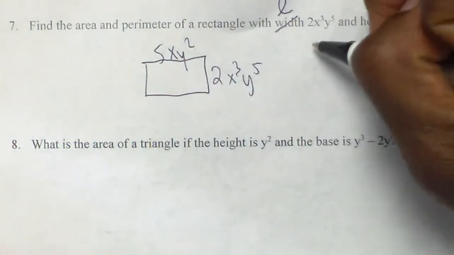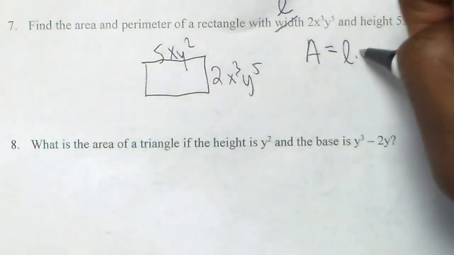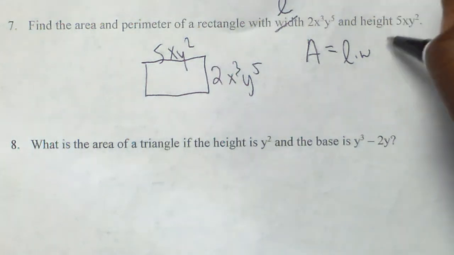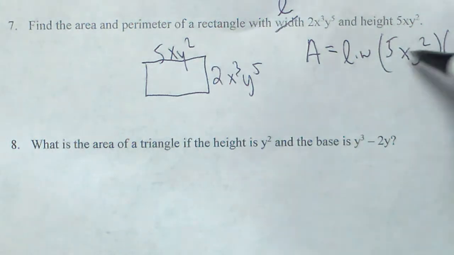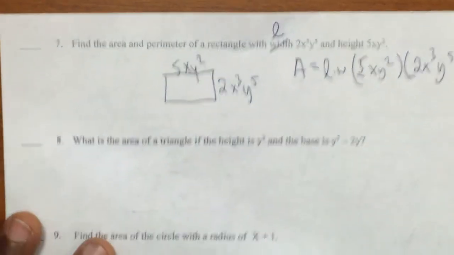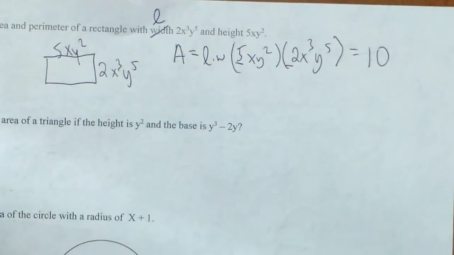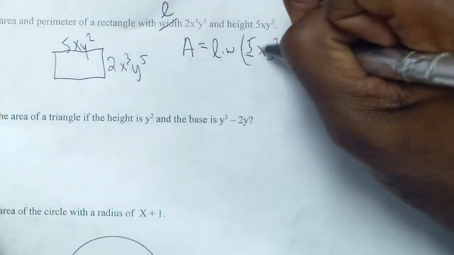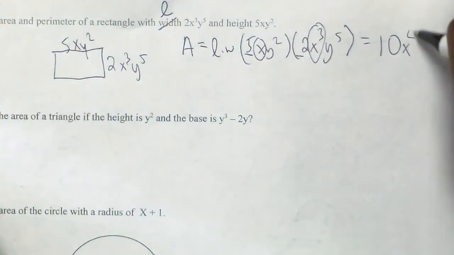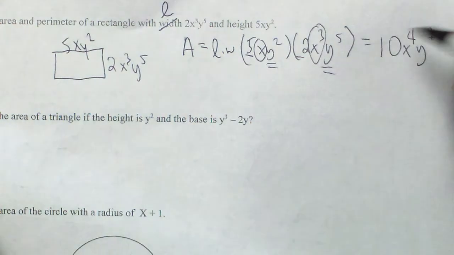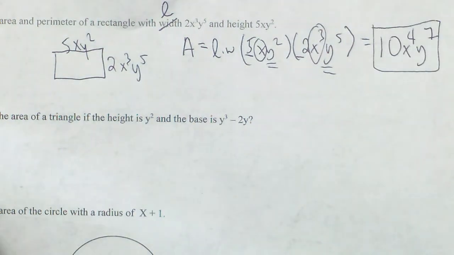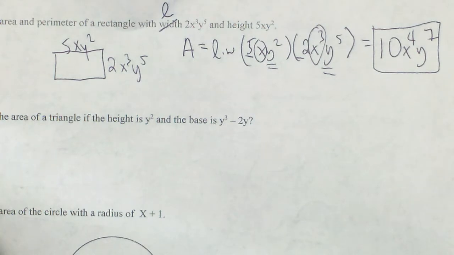Still doing the same process. To find area, we know we do length times width or base times height. And so we're multiplying 5xy squared times 2x cubed y to the 5th. When you multiply your coefficients, 5 times 2 is going to give us 10. And then x and x cubed is going to give us x to the 4th. And then y squared and y to the 5th is going to give us y to the 7th. And so your final answer is 10 x to the 4th y to the 7th.